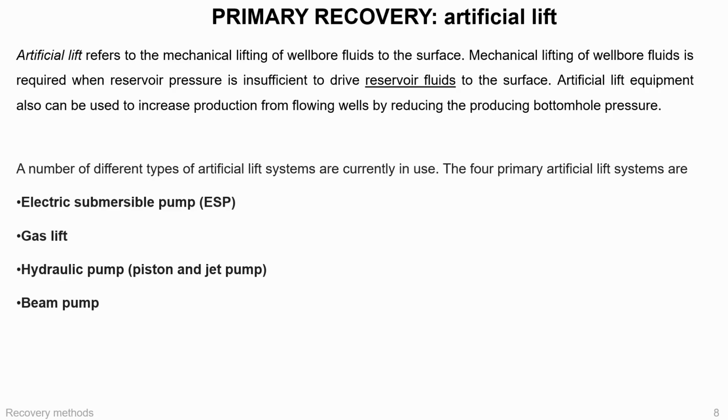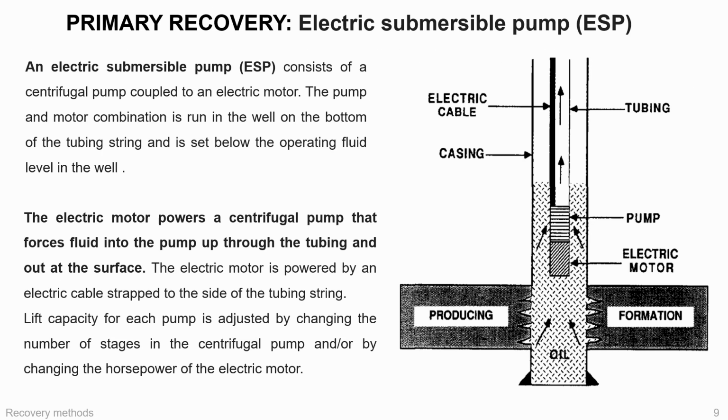An electric submersible pump, or ESP, is a downhole centrifugal pump powered by an electric motor. The pump and motor are placed below the fluid level in the well, and the motor drives the pump to force fluids upward through the tubing to the surface. ESP systems are especially useful for high-rate wells.